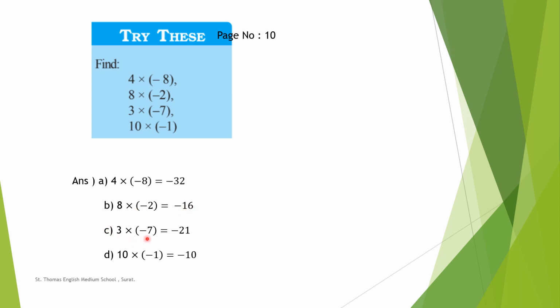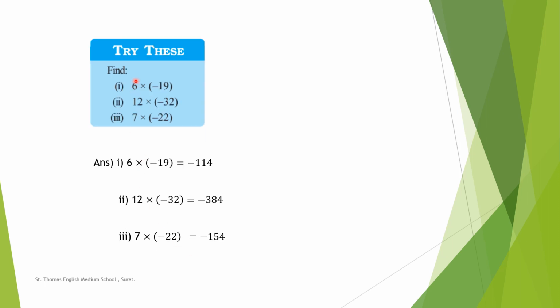Now 3 multiplied by minus 7. One positive integer, one negative integer, always you will get a negative integer. 7 3s are 21 and put minus sign. Now 10 multiplied by minus 1. One positive integer, one negative integer, always you will get a negative integer. So 10 multiplied by minus 1 is minus 10. It's clear?